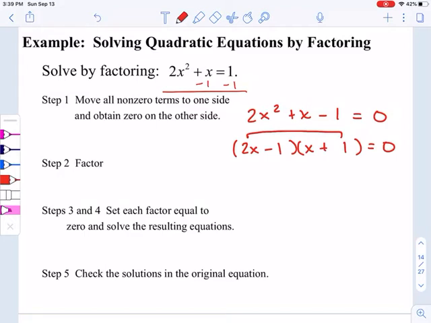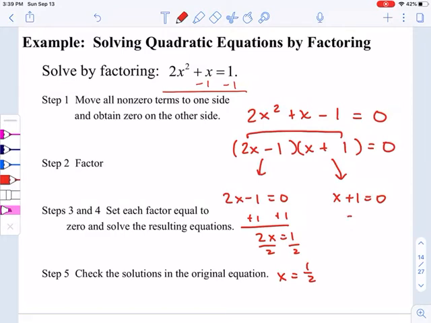Now, it says in steps 3 and 4, set each factor equal to 0 and solve the resulting equation. We have two numbers or two expressions that are multiplying to make 0. That means 2x minus 1 has to equal 0, or x plus 1 has to equal 0. And solve them both down. Add 1. I'd have 2x is equal to 1. Dividing by 2, I have x is equal to 1/2. Subtracting 1, I have x is equal to negative 1.